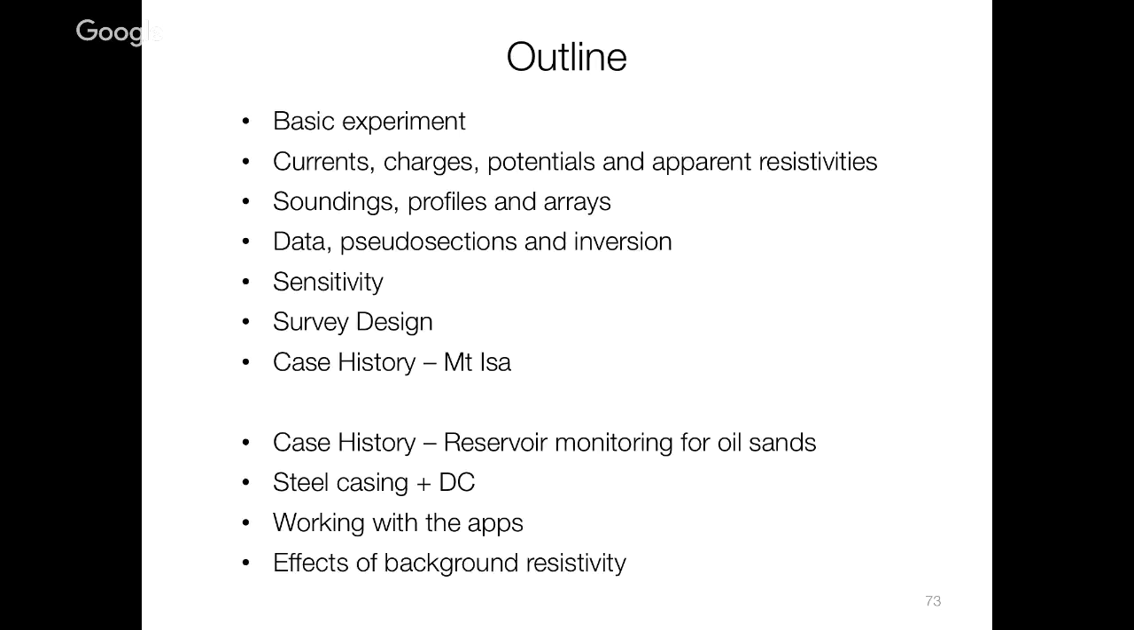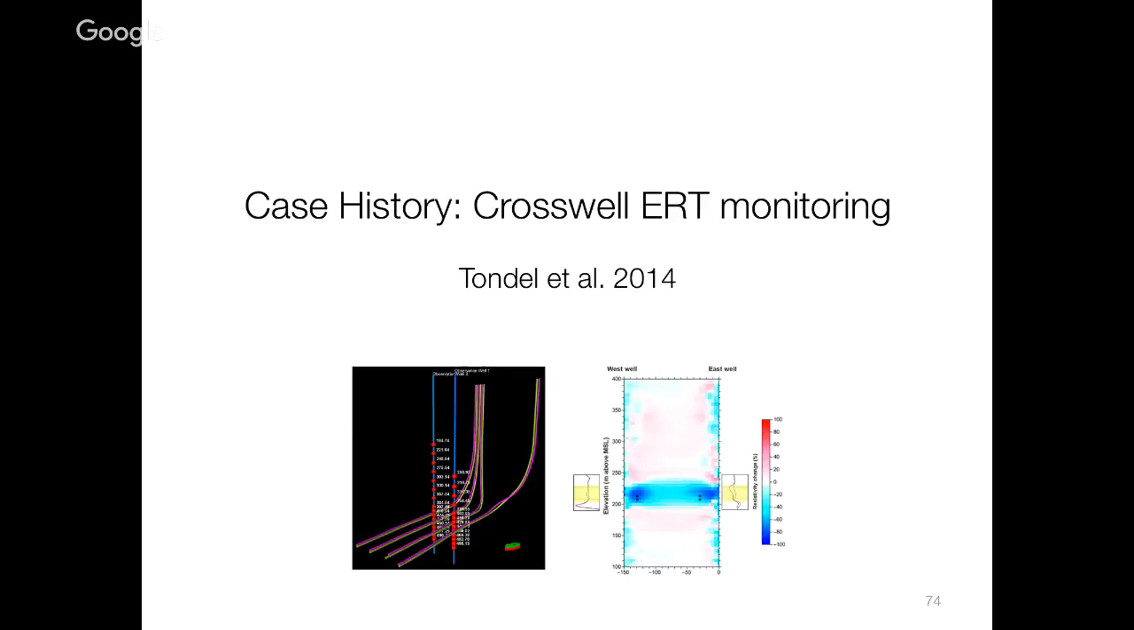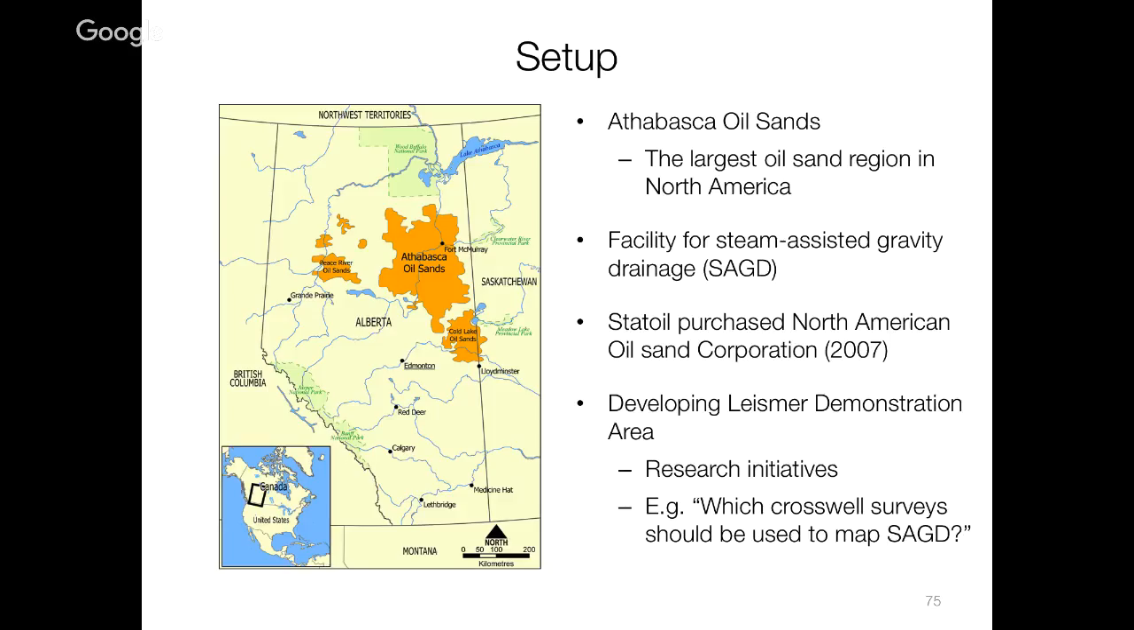Now, I want to give you another short case history with respect to monitoring for oil sands. I don't really know how closely this will resonate with people, but this is a hydrocarbon place, oil sands, it's heavy oil, and what they're going to do is inject steam. That steam is going to change the resistivity, and they're going to try to measure that change in the resistivity with a crosswell DC resistivity experiment. The area is up in Northern Alberta. It's called the Athabasca oil sands, and the technique is SAGD, which stands for steam assisted gravity drainage.